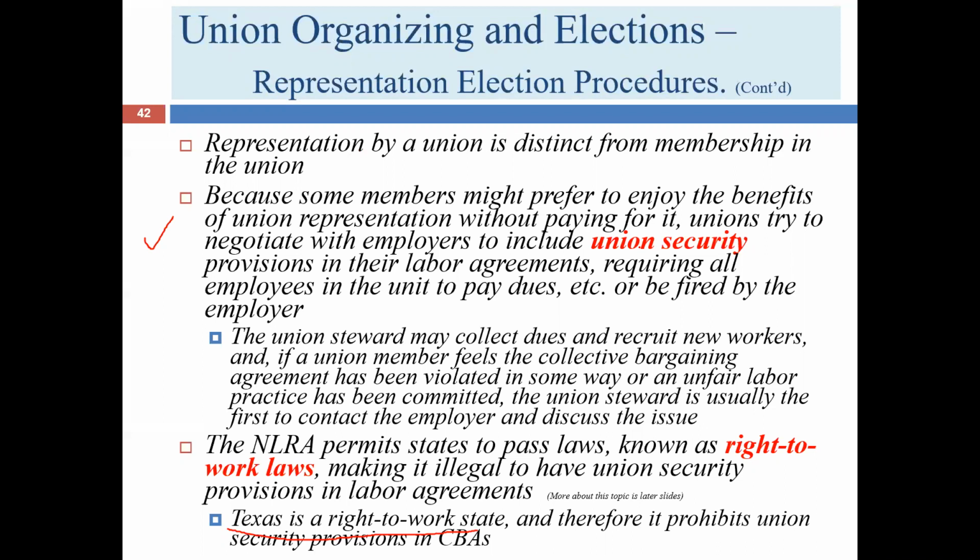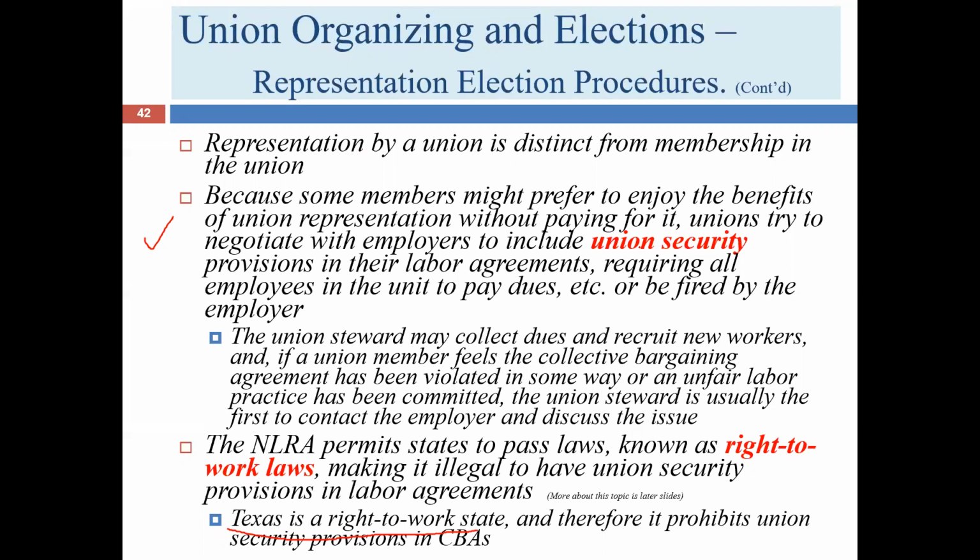So this is different. A union security clause is different than a closed shop. A closed shop occurs when the union gets to veto or tell the employer who to hire. In a union security situation, the employer is still deciding who to hire. The union doesn't have any veto over that. The union can't say, don't hire Bob. No, that would be a closed shop, which is unlawful.